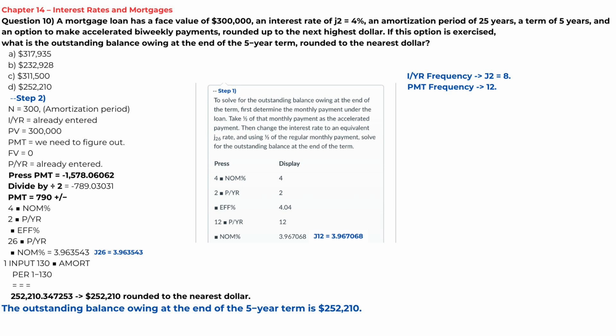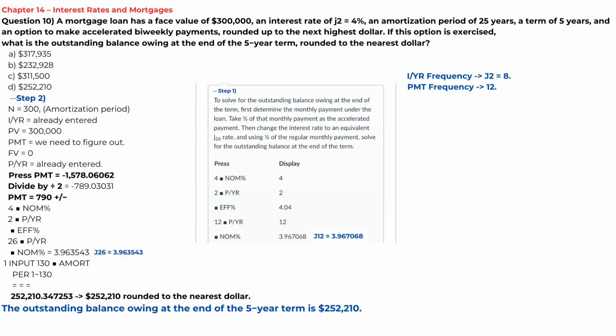Now let's convert the given semi-annual rate to monthly. In other words, convert J2 equals 4% to J12. 4 shift NOM. 2 shift PYR. Shift effective. 12 shift PYR. Shift NOM. The calculator displays J12 equals 3.967068. Step 2. 300 N, 25 years times 12 monthly payments.